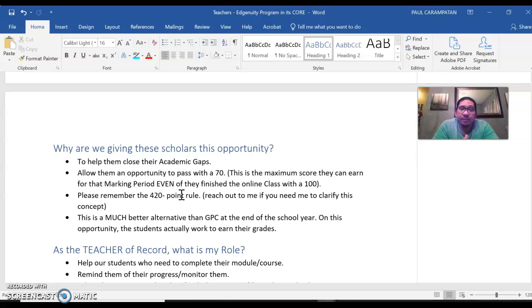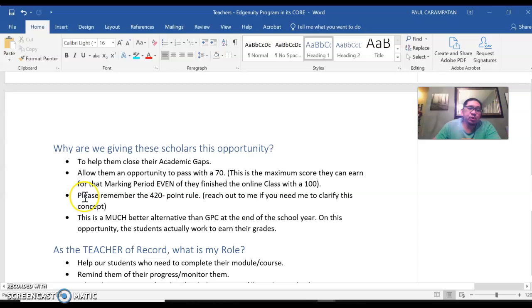It allows them an opportunity to pass with a 70. Notice that is a maximum of 70. That is the maximum score that they can earn for the marking period, even if they finish the online class with a 100. So if their grade was a 30, we'll replace it only up to a 70, not 100, to be fair.